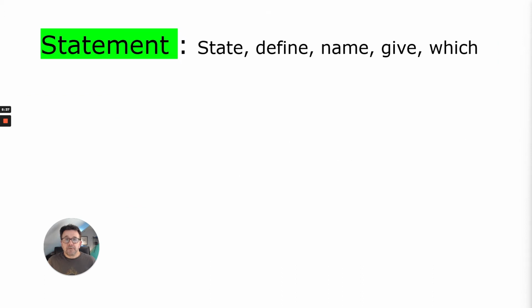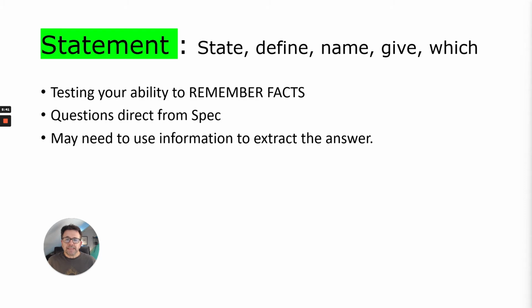So let's go through them. So first of all, statement. So what do I mean by a statement? Well, this tests your ability to remember facts. So it's recall. Questions are direct from the spec.